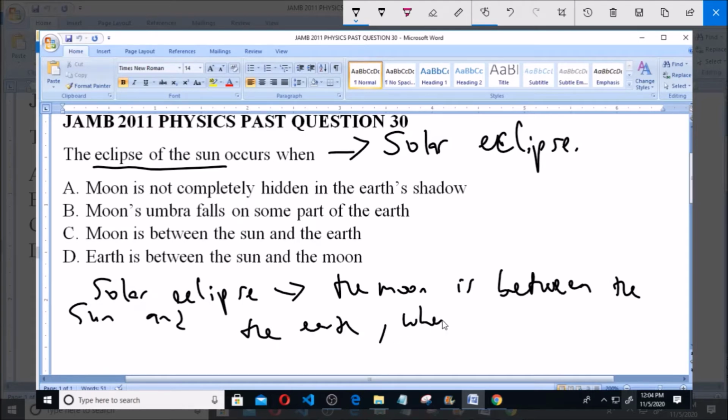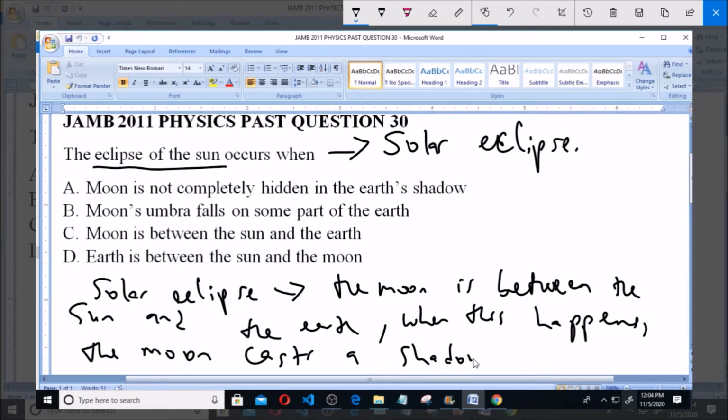Now, when this happens, the moon casts a shadow over the earth. So it's usually associated with sudden darkness, probably like in the day during the afternoon. You just see there will be a sudden darkness.